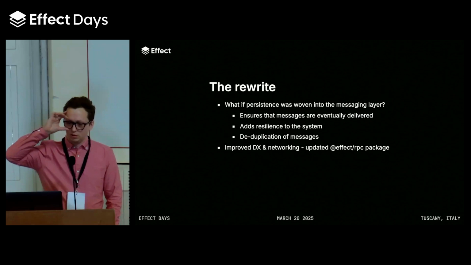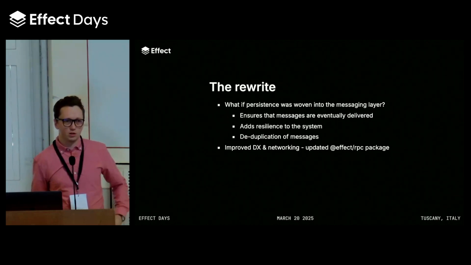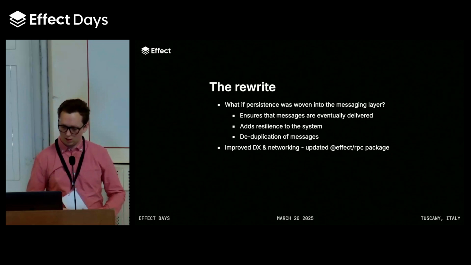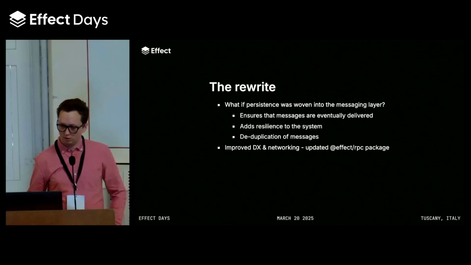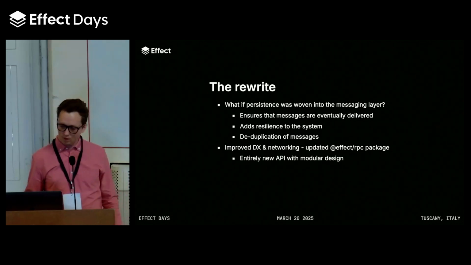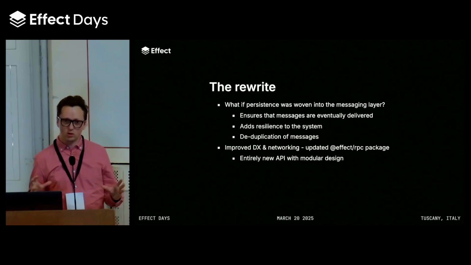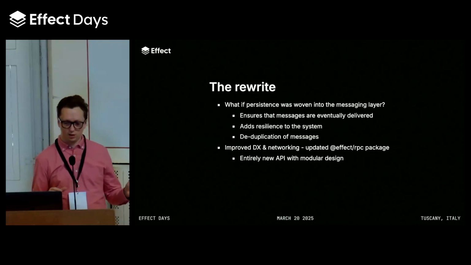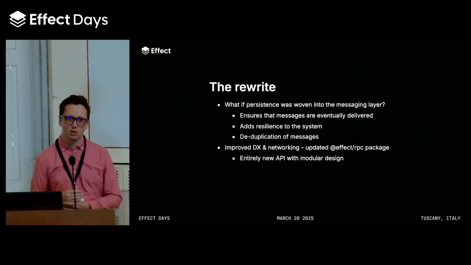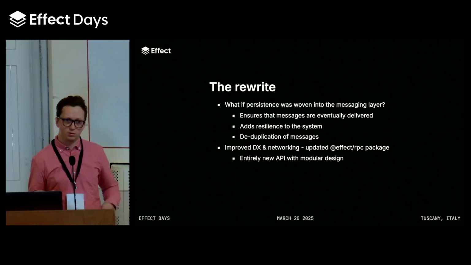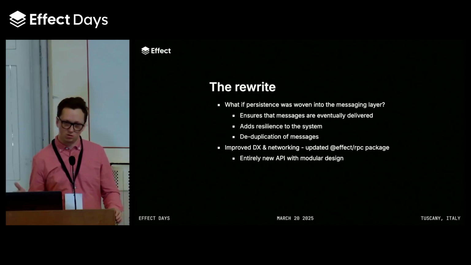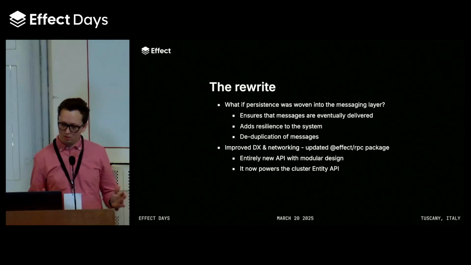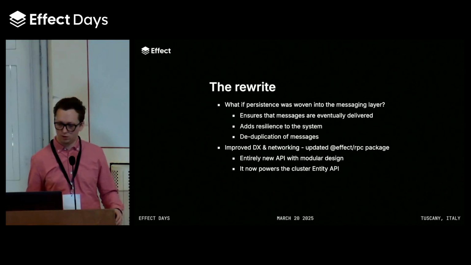The other thing we wanted to do in this rewrite is improve the developer experience of writing your entities, and improve the networking performance. To do this, we rewrote the Effect RPC package. It has an entirely new API with a more modular design, so you can swap parts of the framework in and out. You could swap HTTP for WebSockets, or if you wanted to use raw TCP sockets, you could. You can also swap out the serialization, so you could use JSON or MessagePack, and we might add more later. It now powers all of the communication within Effect Cluster.